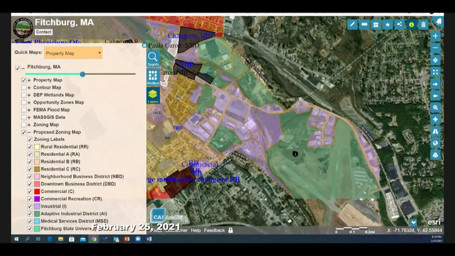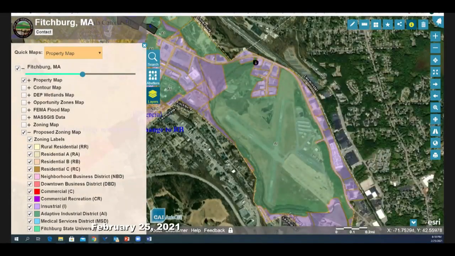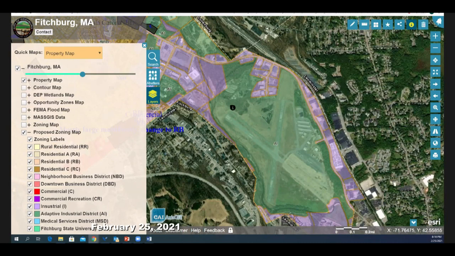One other important addition worth noting, we added the airport to adaptive industrial, not because we want to see anything happen different at the airport. Obviously, that can't even happen as a practical matter. But when the airport runway extension occurred, some land was freed up for development. And so we wanted to afford some more flexibility for that 40 acres of land to develop according to what the market is calling for.